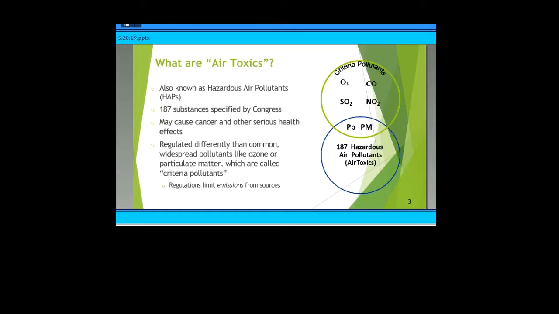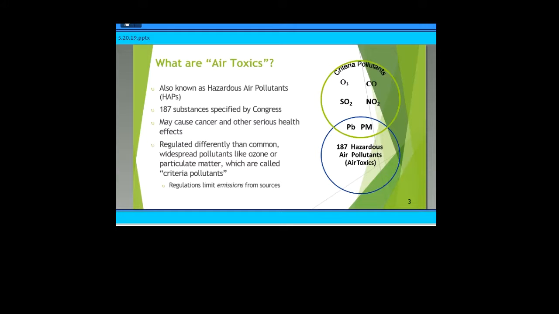So what are air toxics? Air toxics are also known as hazardous air pollutants. That's actually what the Clean Air Act calls them, HAPs. EPA regulates 187 different air toxics and air toxics chemical classes. So there's a lot more than 187 pollutants because there's several forms of, like chromium, for example. These pollutants may cause cancer and other serious health effects.